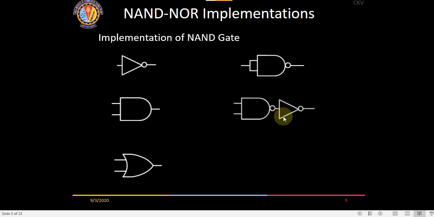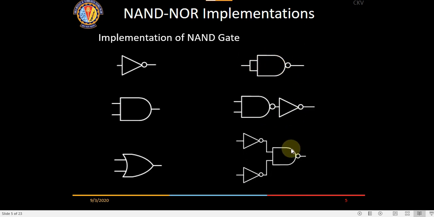Similarly, if you have to make an AND gate, you will put a NAND and then an inverter. Okay, this inverter is again made like this, from a NAND.